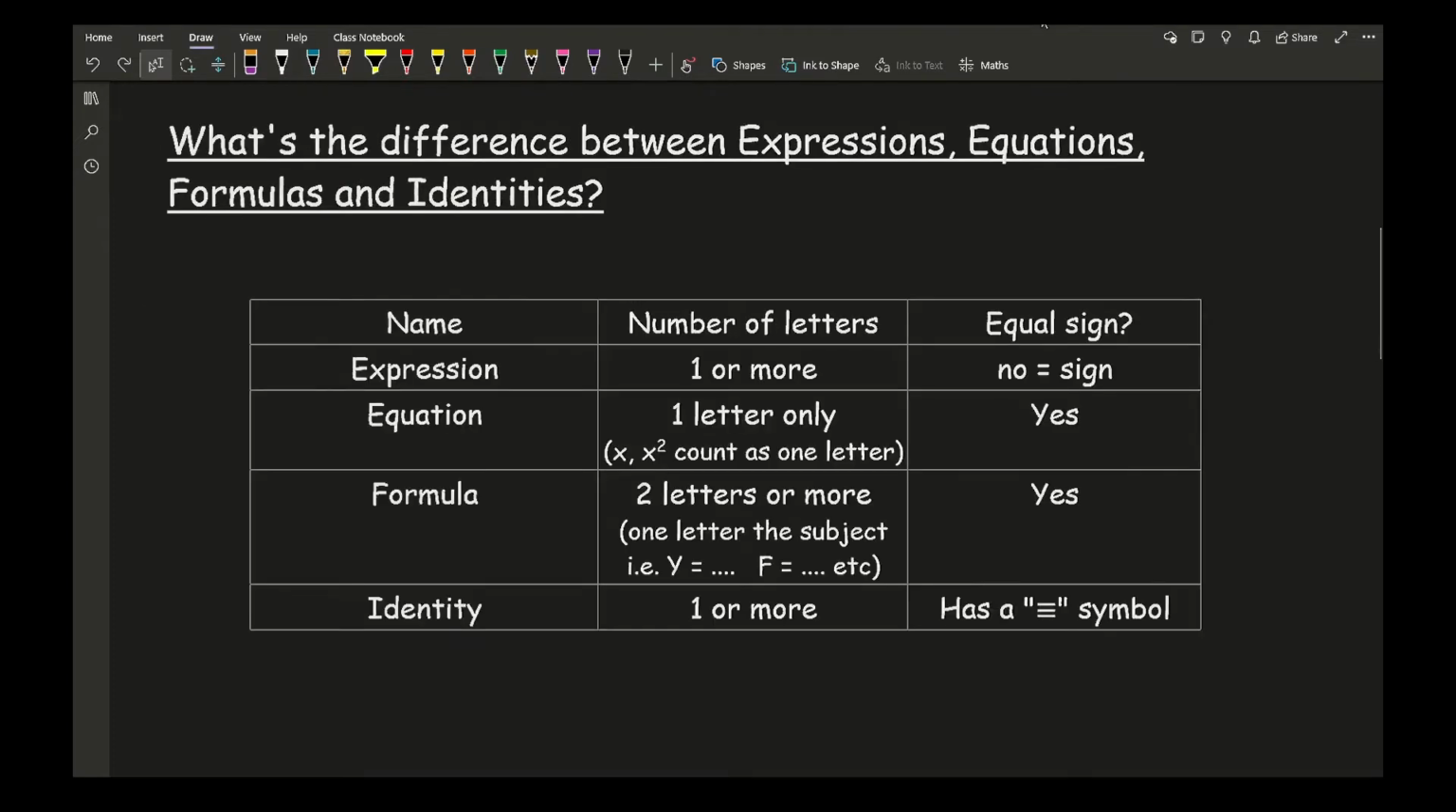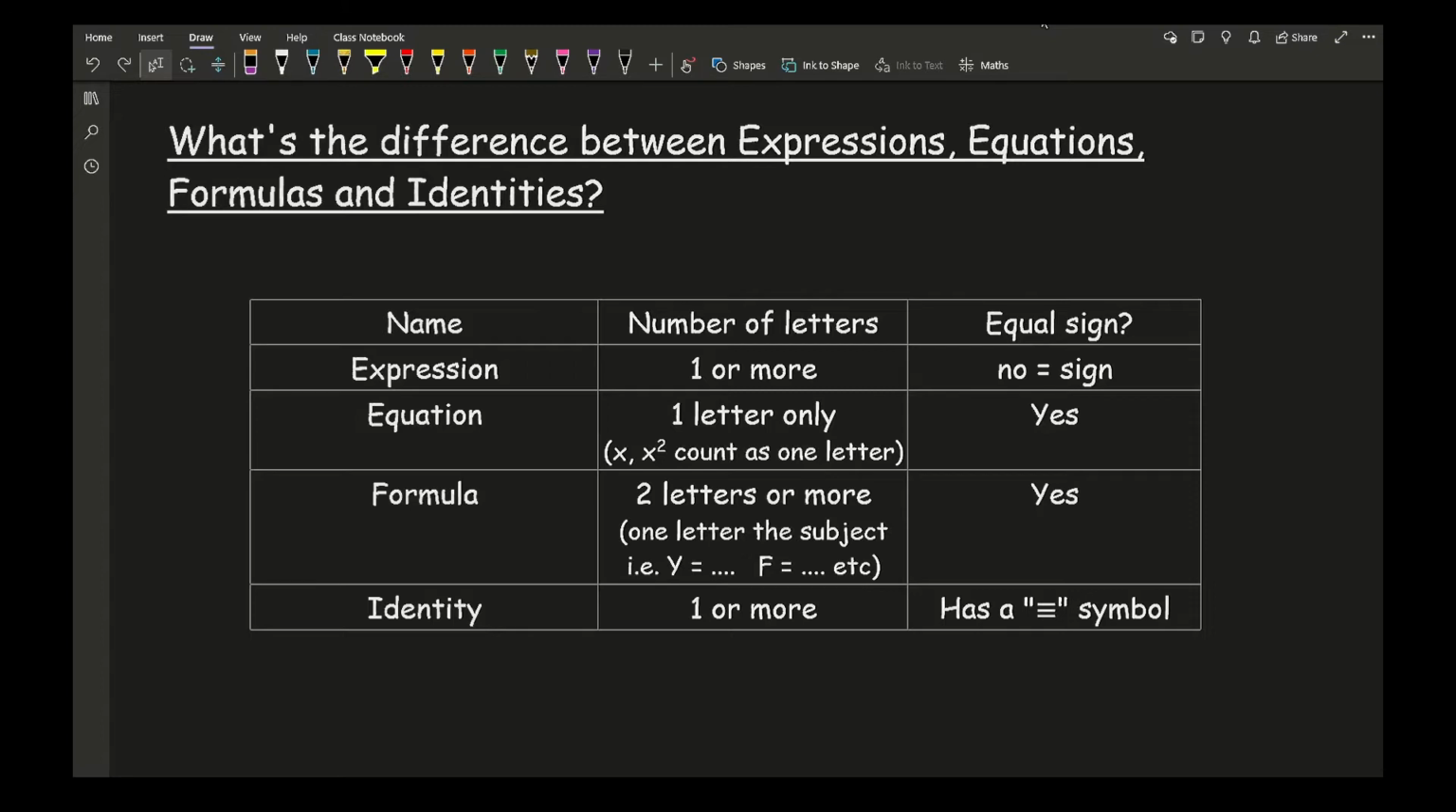Now one thing that is heavily mentioned in algebra is expressions, equations, formulas and identities. Now the latter is probably something that you may not have heard of because it's not really focused on much in secondary maths. However, it is something that we will cover in this video.